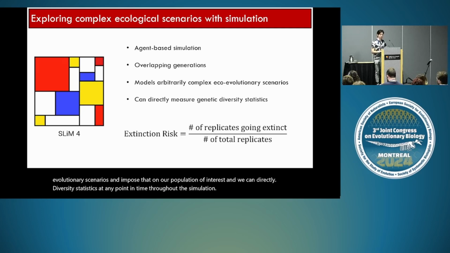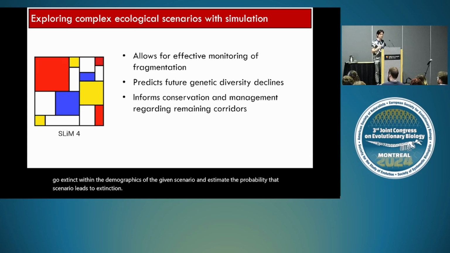Using this simulator, we can also calculate the extinction risk of a given ecological scenario. If we run many, many simulations, we can count the number of replicates that go extinct within the demographics of the given scenario and estimate the probability that the scenario leads to extinction. And so using that simulation framework, here are some of the broader implications that can be applied to any organism: we allow for the effective monitoring of fragmentation, we can predict future genetic diversity declines, and we can also inform conservation and management regarding the remaining corridors present in a landscape that has been fragmented.